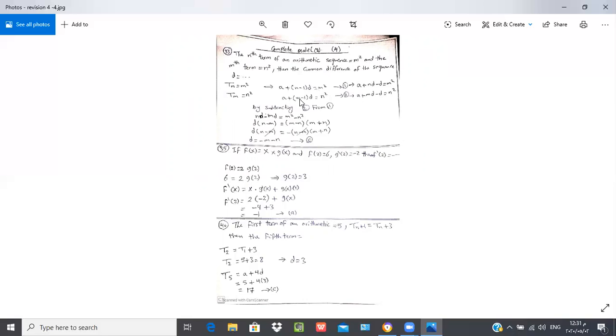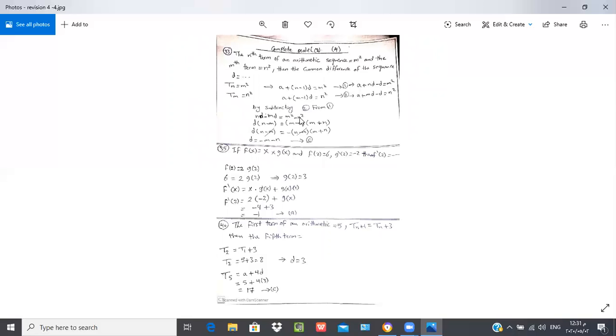And here a plus m minus 1 d. This is the rule of the second one. Instead of this, I will multiply: nd here, and a plus md, m and d multiply 1, equals n squared. If I subtract 2 from 1, a minus a is cancelled, and here d minus d will cancel. So the result will be nd minus md equals m squared minus n squared.